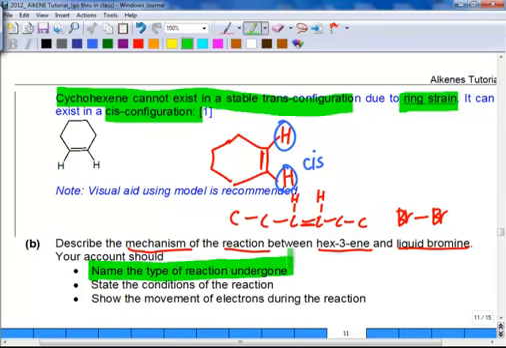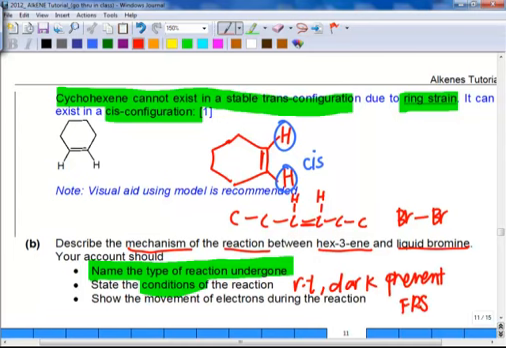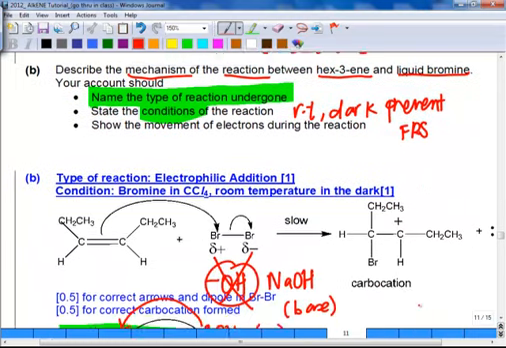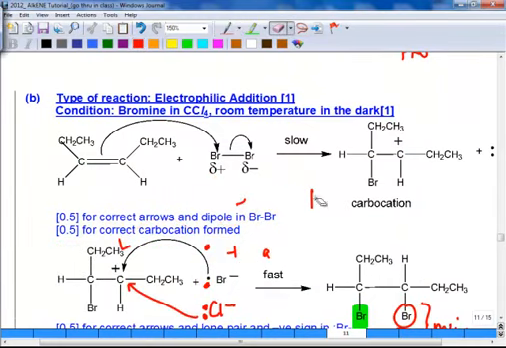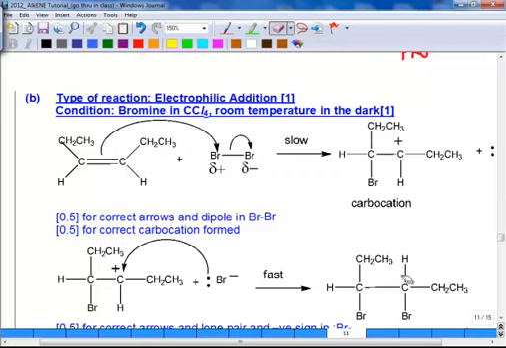So electrophilic addition, then they want the condition. Room temperature, in the dark. In the dark is to prevent what? Correct. Prevent free radical substitution. And let's take a look at the actual mechanism. Wait, erase all this first. Actual mechanism, take note of a few key things.